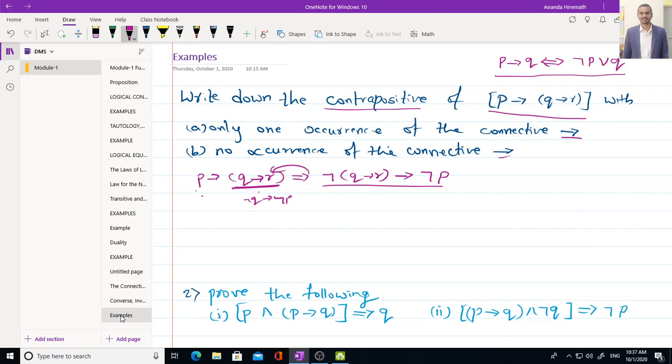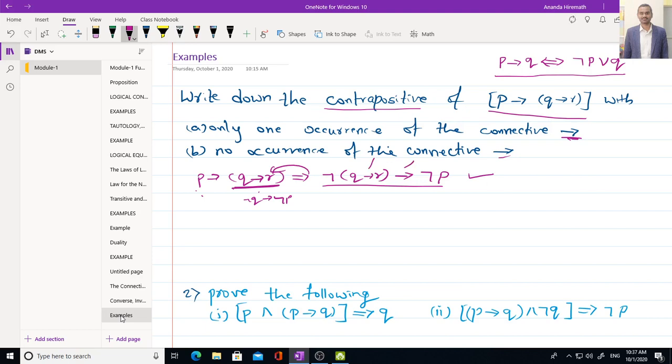Now we have written the contrapositive of the given statement or given proposition, but we should represent this contrapositive in terms of a proposition which has only one connective. Here in this statement there are two connectives, 1, 2. So we should remove or eliminate one of these two. So let us try to solve.